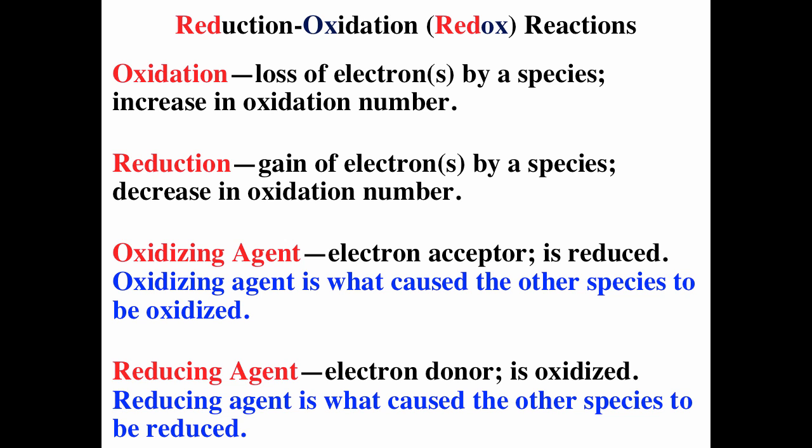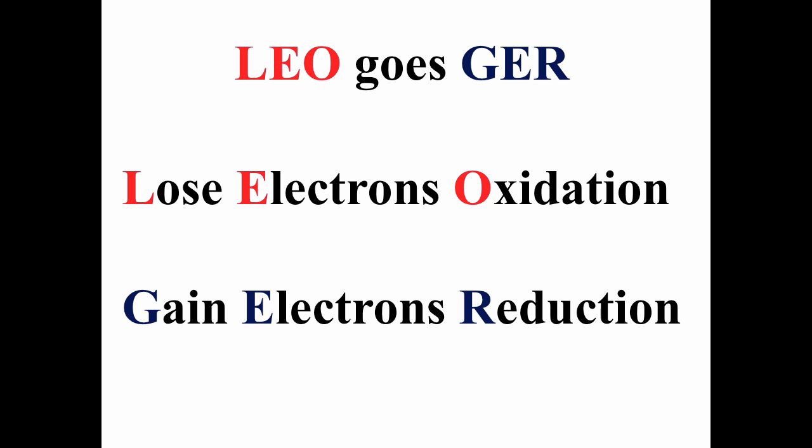Now, oxidizing agents: what causes the oxidation? The oxidizing agent is always what is reduced. The reducing agent is what's causing the reduction, and so reducing agents are always oxidized. One way of remembering this is LEO goes GER: lose electrons is oxidation, gain electrons is reduction.